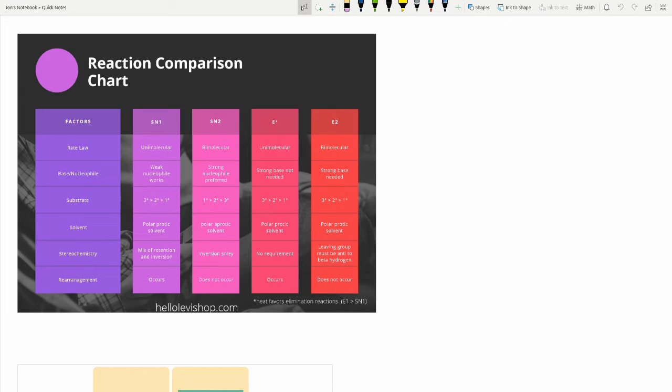SN1 as well as E1 reactions are unimolecular. SN2 as well as E2 reactions are bimolecular. Now when we say that SN1 and E1 reactions are unimolecular, we mean that the rate of the reaction is only dependent on the substrate.